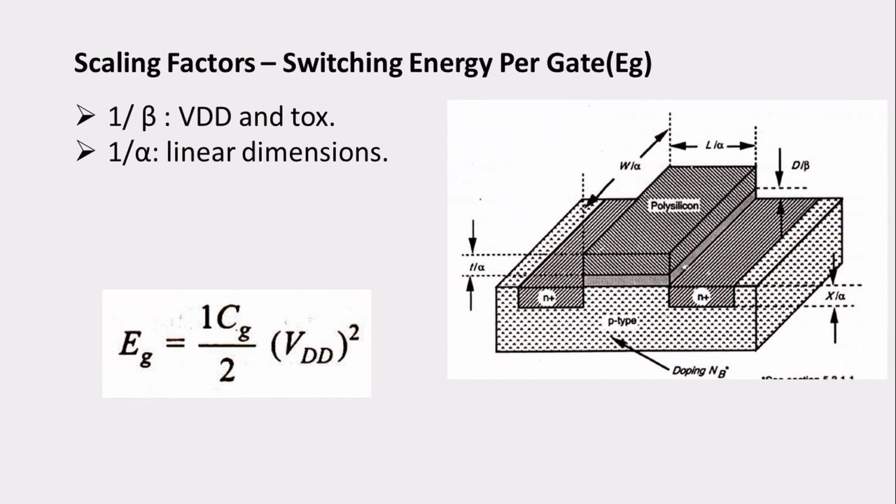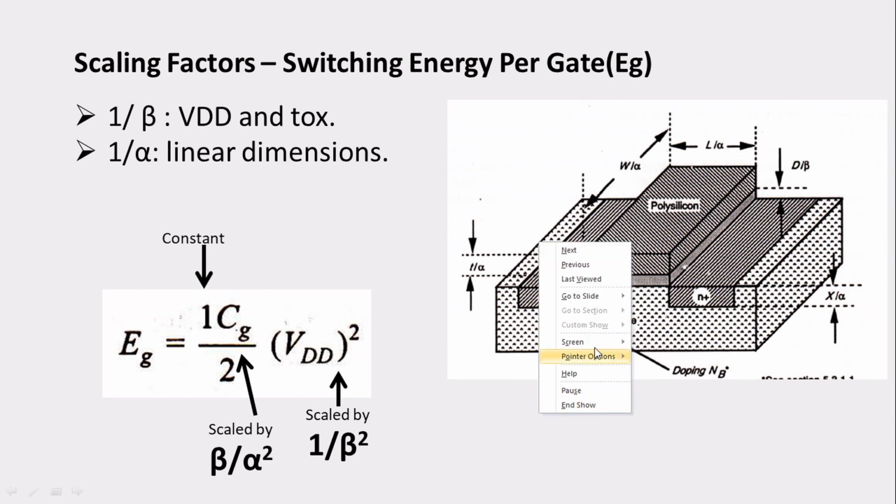Switching energy, so this is given by what? It is given by Cg by 2 into VDD whole square. As we all know, VDD or any supply voltage is 1 by beta. Cg also we know is given by beta by alpha square.